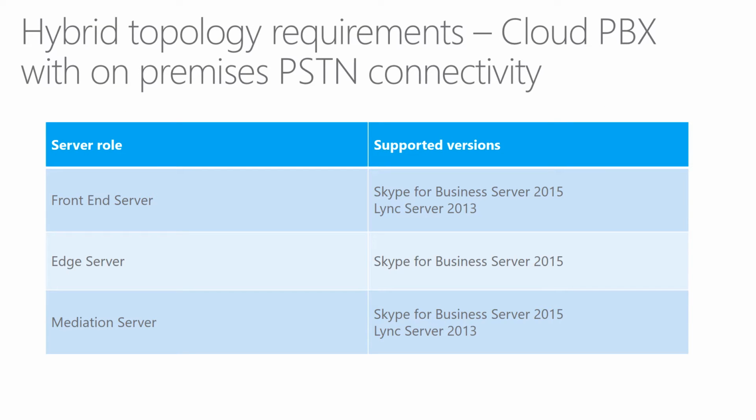So when you have Cloud PBX and you want to do Cloud PBX with on-premises PSTN connectivity, here are the specific requirements, which means that your front-end servers need to be either Skype for Business Server 2015 or Lync Server 2013. The edge server must be Skype for Business Server 2015. And the mediation server can be either Skype for Business Server 2015 or Lync Server 2013.